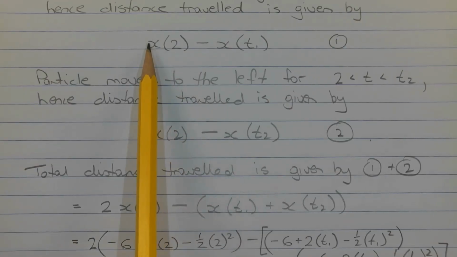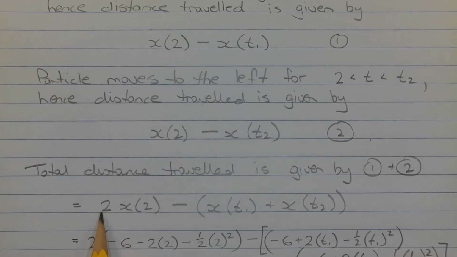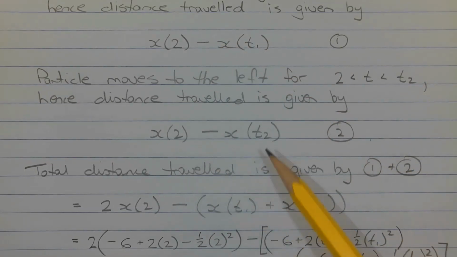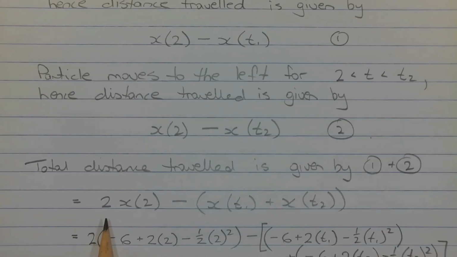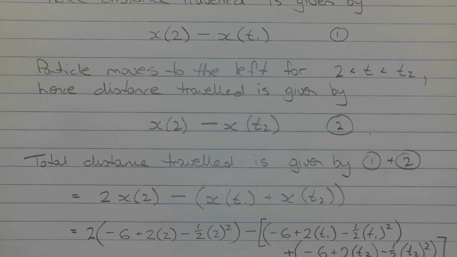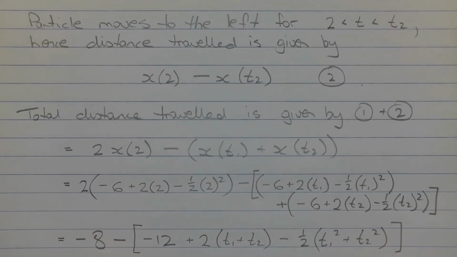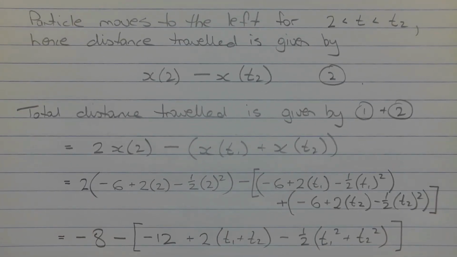Now we have two of these x of 2's, and so we get 2 times x of 2, and we can factorise out the negative from minus x of t1 and minus x of t2. So the total distance travelled is given by 2 times x of 2 minus open bracket x of t1 plus x of t2 close bracket. Now recall the displacement equation for particle A, which was x equals -6 plus 2t minus half t squared.